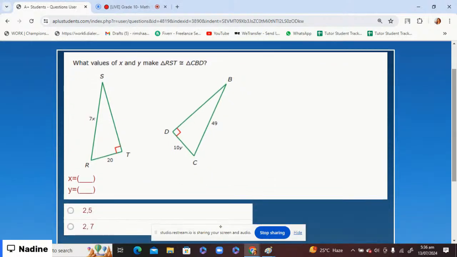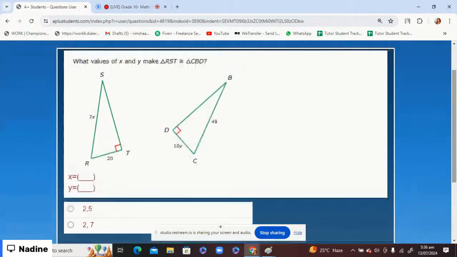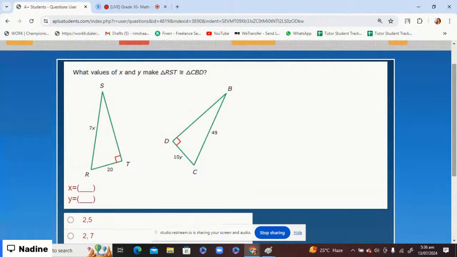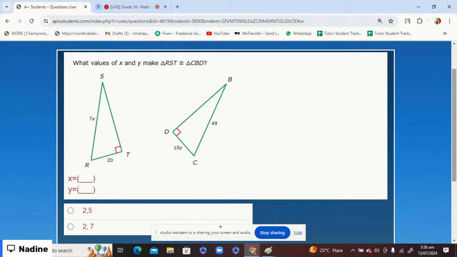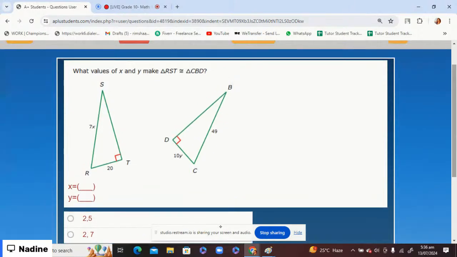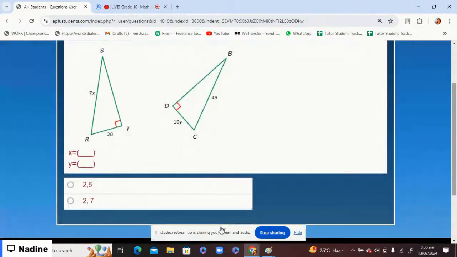In place of y, we're going to put 2, that is 10 times 2 is 20. And in place of x, we're going to put 7. 7 times 7 is 49. So, is there any option with 2 and 7? So, in place of x, we are going to put 7, and in place of y, we're going to put 2. So, 7 and 2 is the answer.